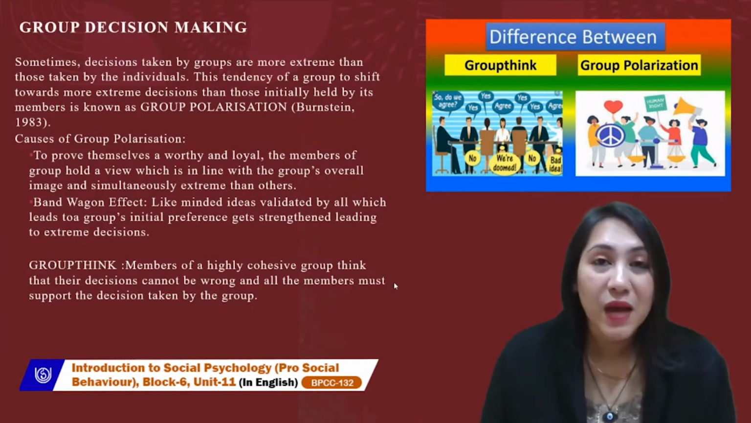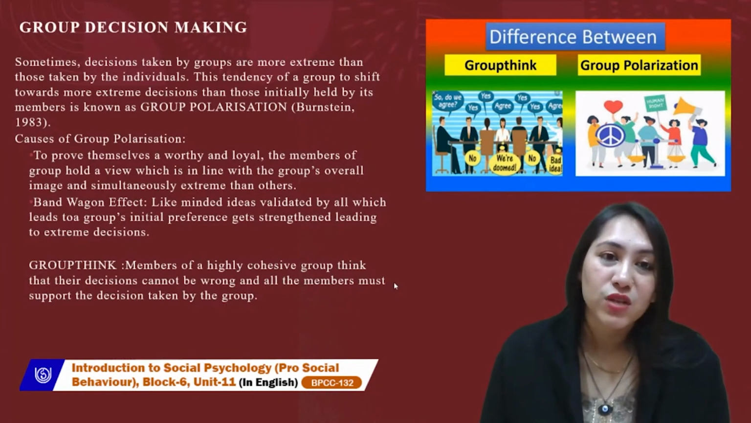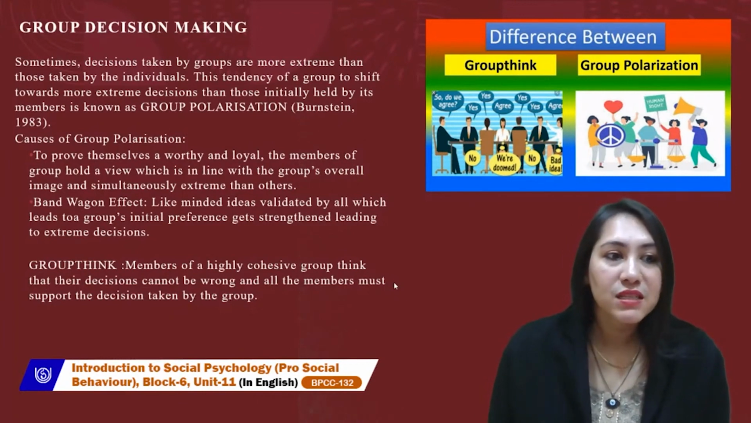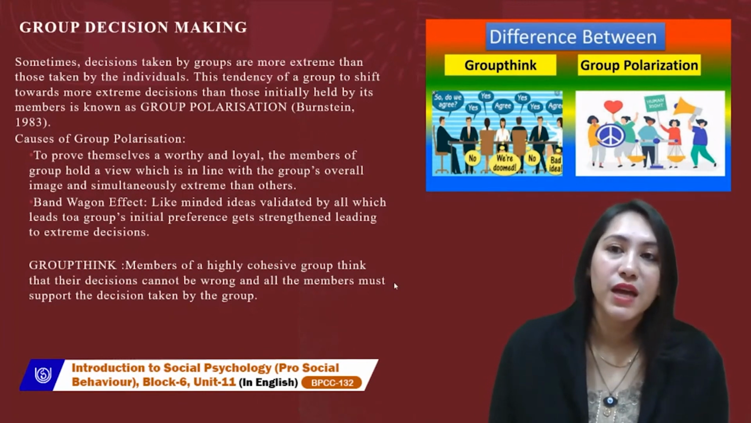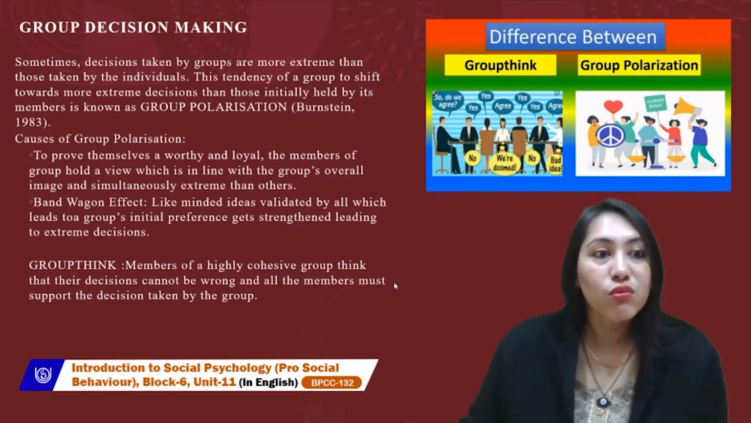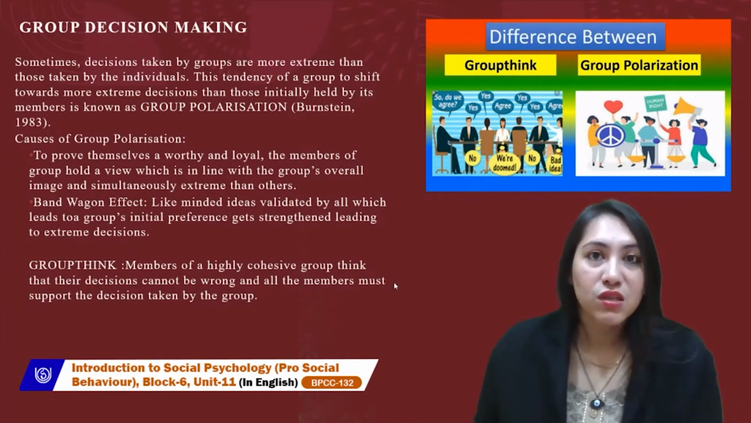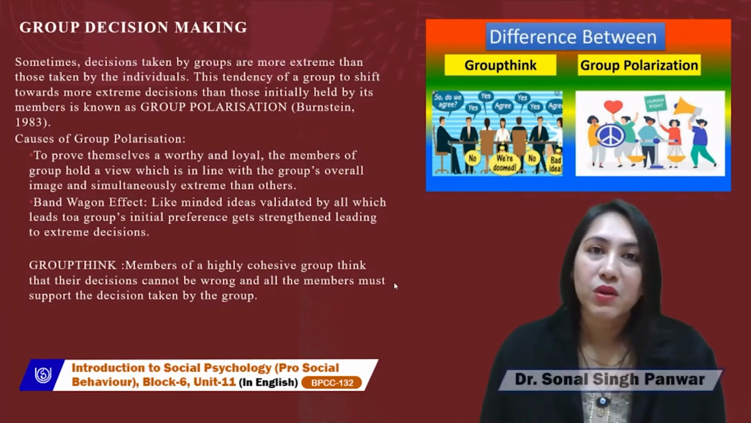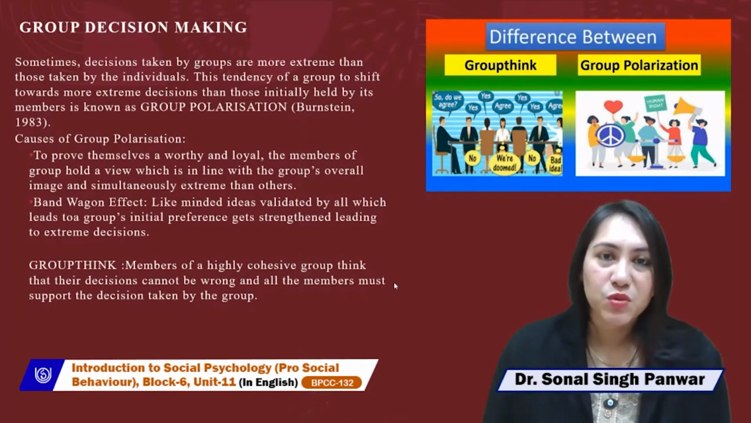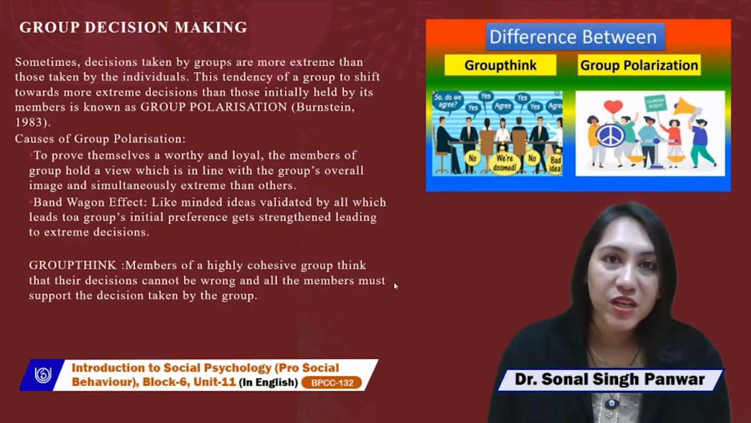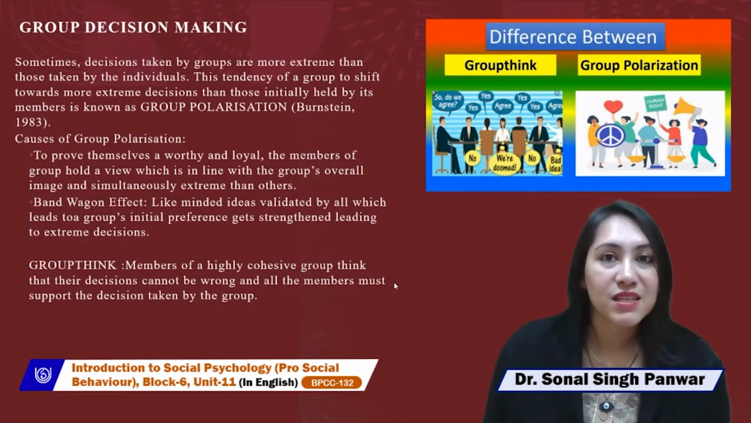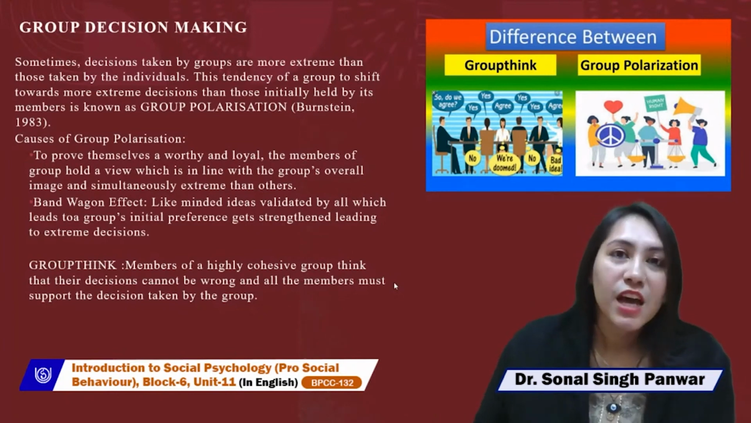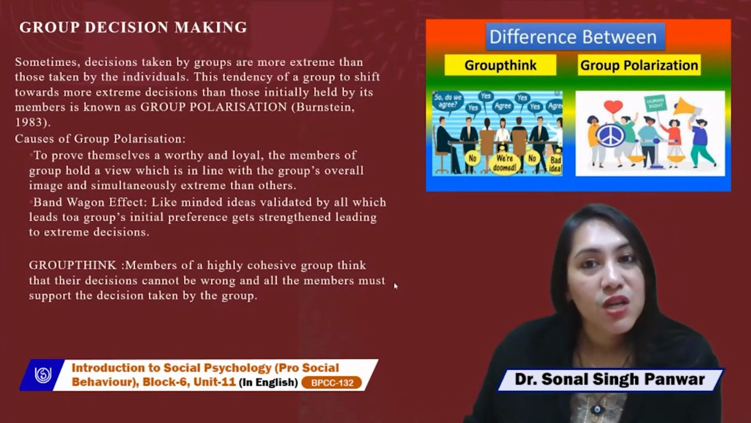Also, the next is the bandwagon effect. Why does group polarization happen? Because like-minded ideas get validated, and that leads to a larger shift from an individual decision to an extreme group decision. Take the example of capital punishment, where we ask whether these people should be given it or not. When judges sit together, they're like-minded people. Their idea gets validated by one judge, then by another 4, 5 judges. That is the bandwagon effect. And they move to a decision which is again extreme in nature.